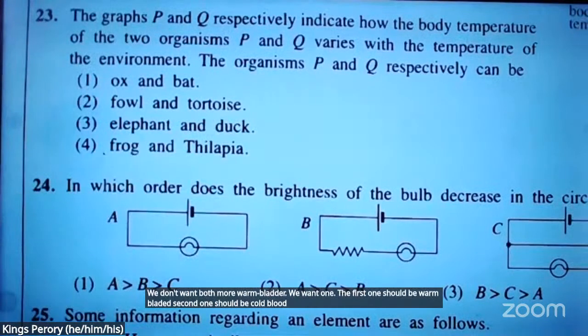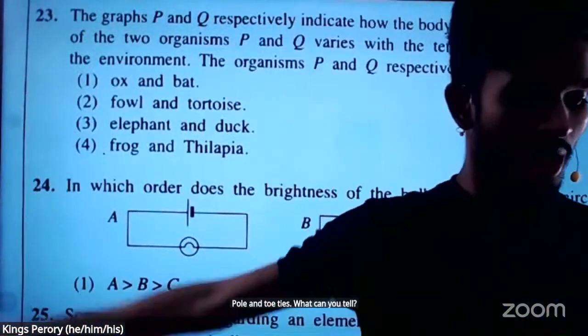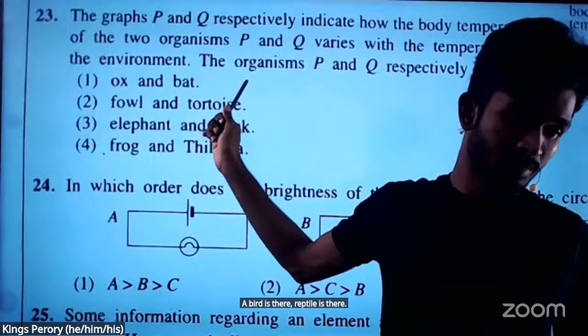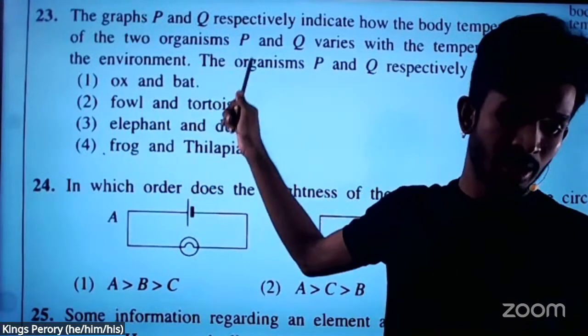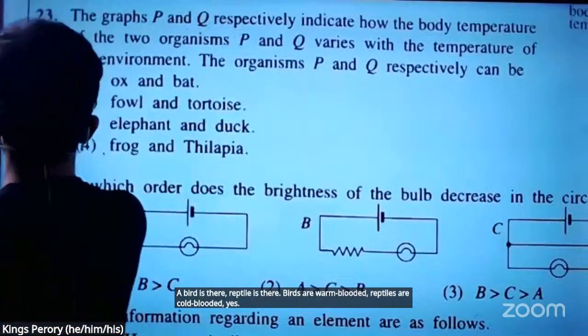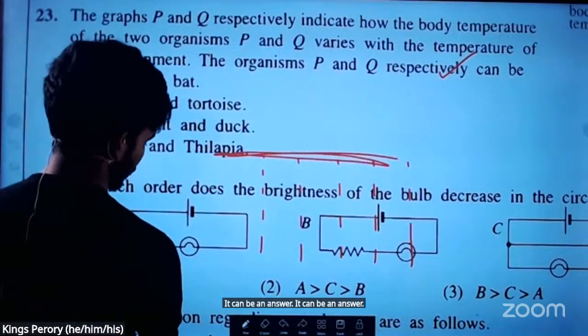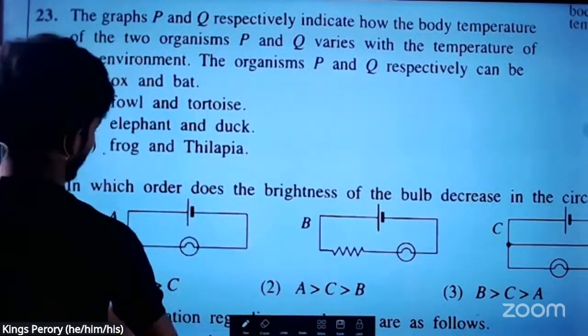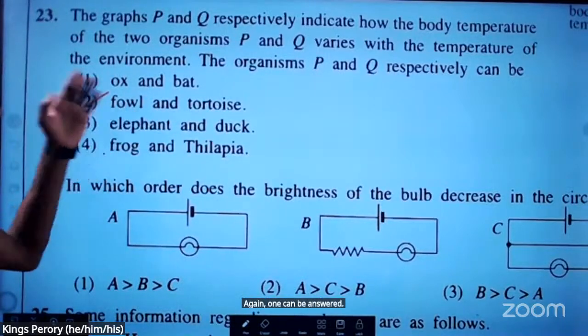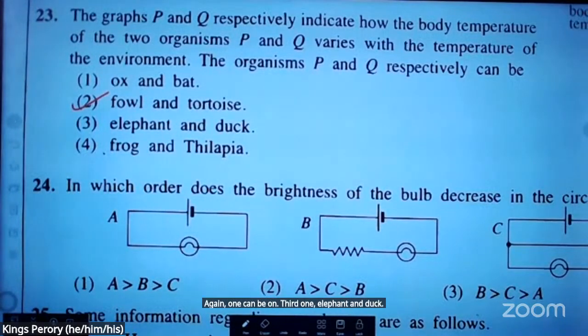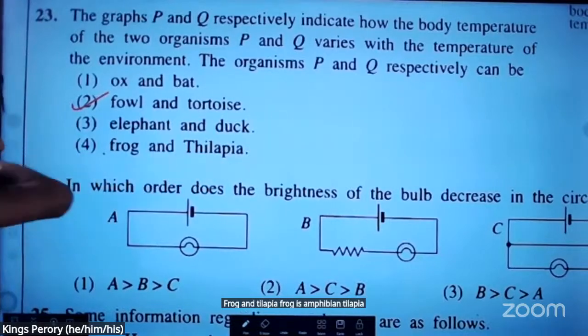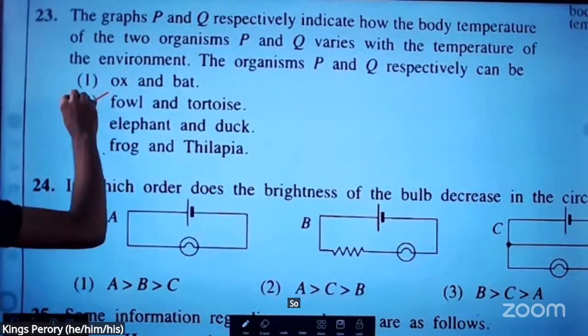Fowl and tortoise. What can you tell? A bird is there, a reptile is there. Birds are warm-blooded, reptiles are cold-blooded. Yes, it can be an answer. Third one, elephant and duck. Both are warm-blooded. Frog and tilapia. Frog is an amphibian, tilapia is a fish. Both are cold-blooded. So the answer is answer one.